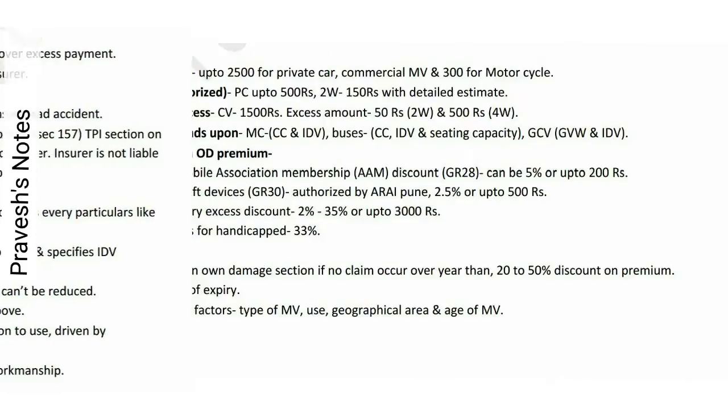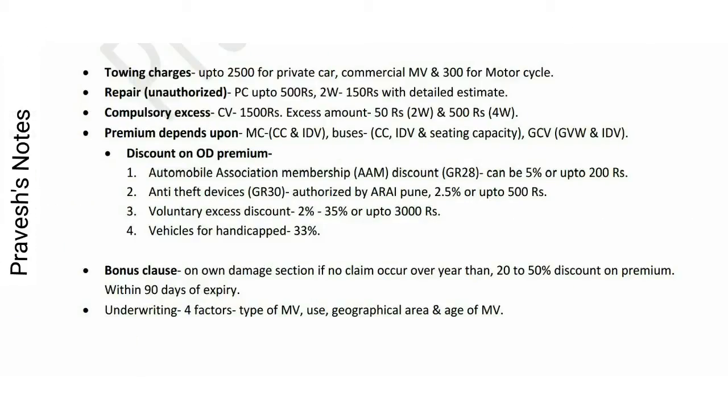Towing charges are allowed up to 2,500 rupees for private car and commercial motor vehicle, and 300 rupees for motorcycle. Repair from unauthorized repairers is allowed up to 500 rupees for a car and 150 rupees for two-wheelers, with a detailed estimate. Compulsory excess for commercial vehicle is 1,500 rupees, with excess amount of 50 rupees for two-wheeler and 500 rupees for four-wheeler.